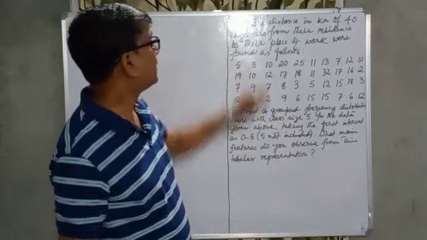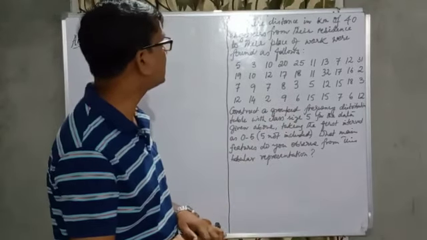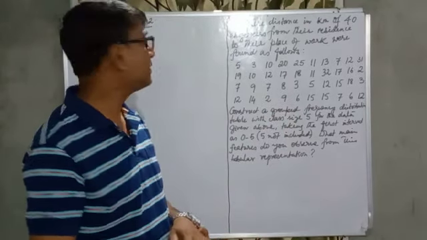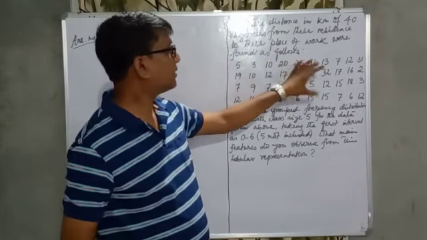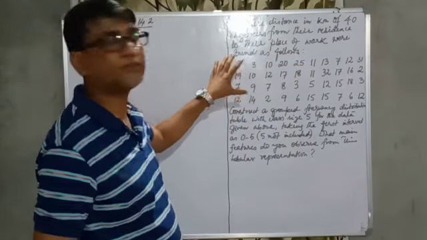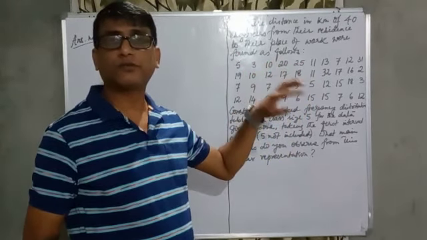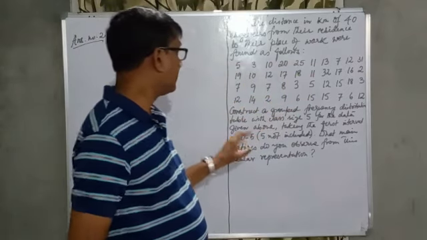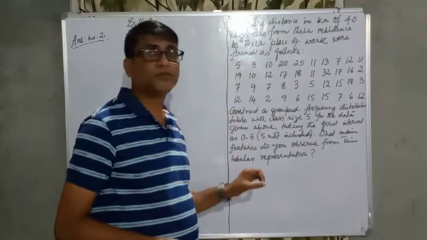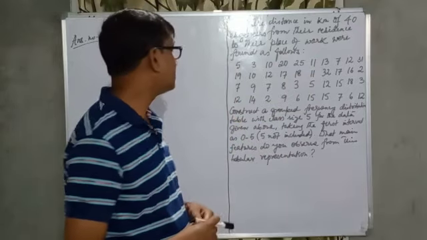The question is that the distances in kilometers of 40 engineers from their residence to their place of work were found as follows. This is the information. The distance from the residence of 40 engineers to their workplace is given in this way. So from this data, what do we have to find out? We have to construct a grouped frequency distribution table.